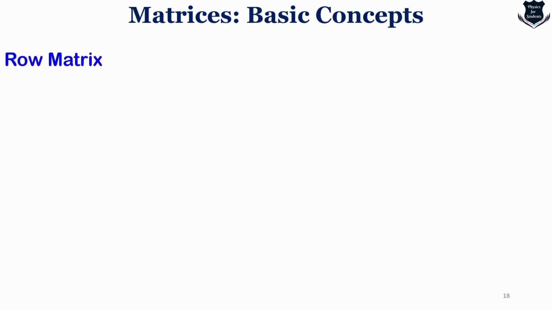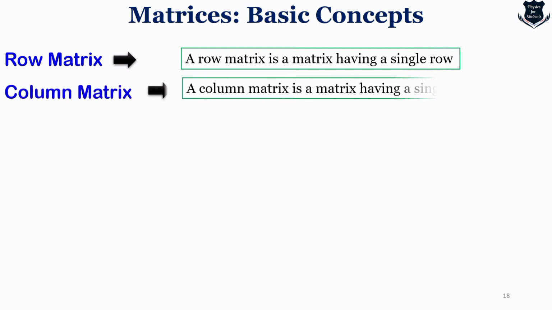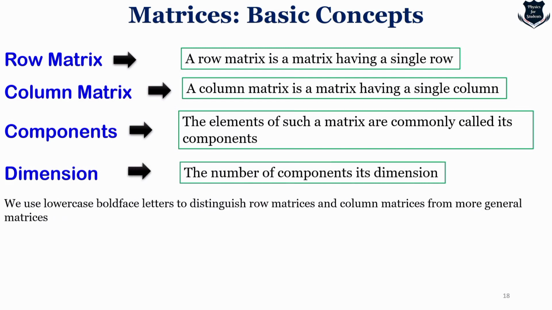Okay, so what is a row matrix? This is just a definition. A row matrix is a matrix having a single row. A column matrix has a single column, and the elements of such a matrix are commonly called components. The number of components is its dimension. This is very important because we will see in general relativity and other areas of physics how matrices denote dimensions, especially in special relativity and upwards, where we will see 3 and 4 dimensions. So in that case matrices are also equally important.